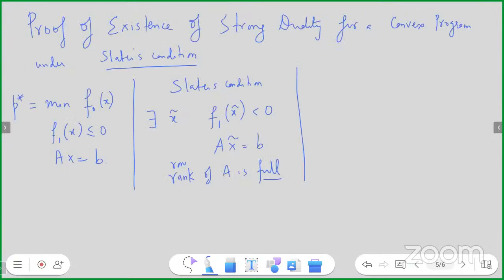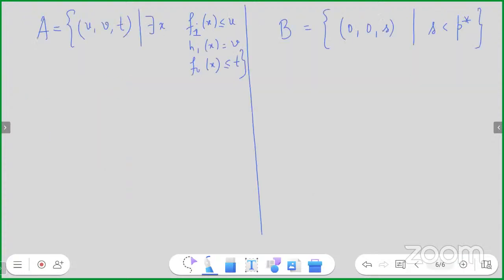And another constraint. P star is the minimum value of f naught, and T is basically greater than f naught. So basically, if we take the minimum over both sides, P star is greater than or equal to T. Then S is greater than or equal to T. So in that case, it equals T.